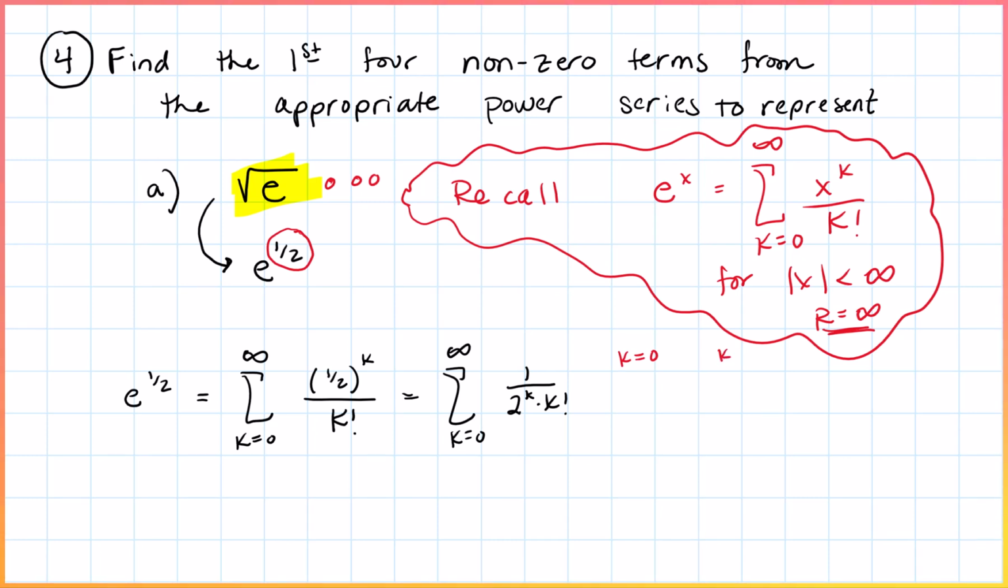K equals 0. Since we start at 0, the first 4 non-zero terms will run from k equals 0, k equals 1, k equals 2, and k equals 3 to give us our first 4 non-zero terms for e to the 1/2. When we plug in 0, we get 1. When we plug in 1, we get 1 over 2 to the first times 1 factorial. When we plug in 2, we get 1 over 2 squared times 2 factorial. When we plug in 3, we get 1 over 2 cubed times 3 factorial. Let's put dot, dot, dot, because that does continue.